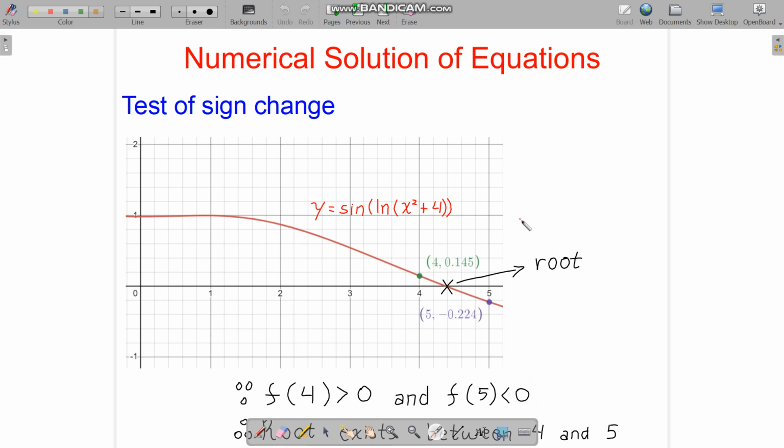Test of sign change now. So let's say we have this function and we want to find the root, and the root is around 4 and 5. So of course, if we plug in the x value 4, we will get something positive, and if we plug in 5, we will get something negative.